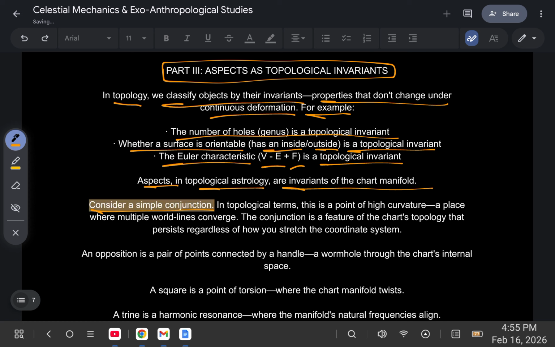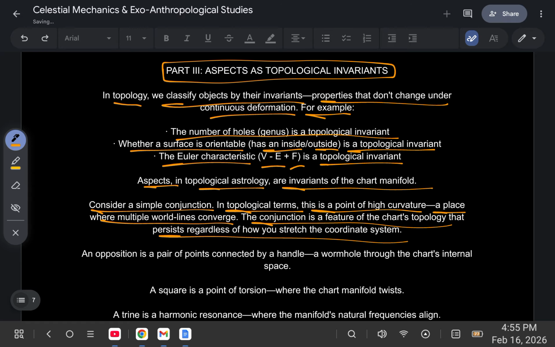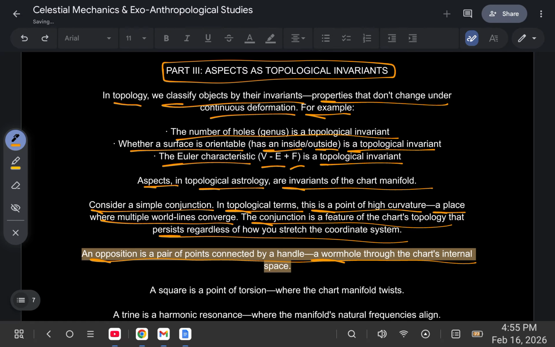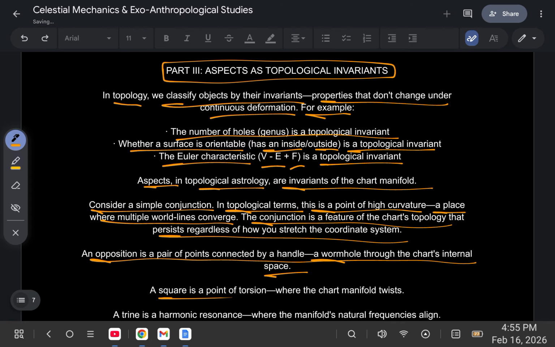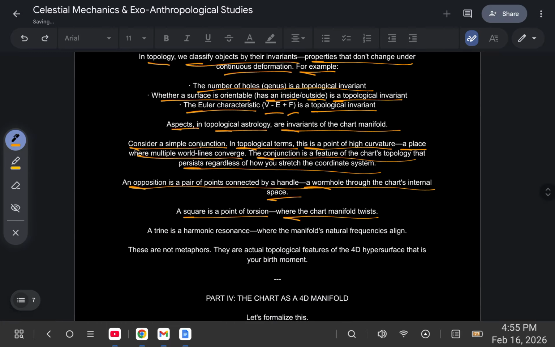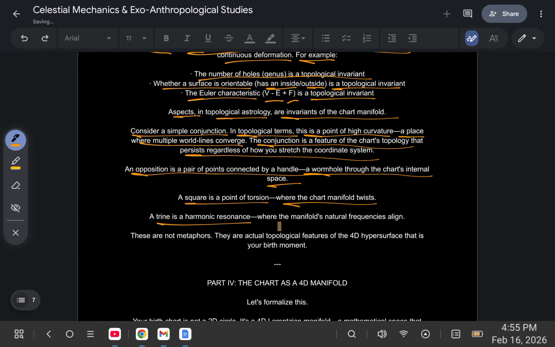Let's consider a simple conjunction. In topological terms, this is a point of high curvature, a place where multiple world lines converge, and the conjunction is a feature of the chart's topology that persists regardless of how you stretch the coordinate system. An opposition is a pair of points connected by a handle, a wormhole, through the chart's internal space. A square is a point of torsion, where the chart manifold twists. A trine is a harmonic resonance where the manifold's natural frequencies align. These aren't metaphors, they are actual topological features of the 4D hypersurface that is your birth moment.